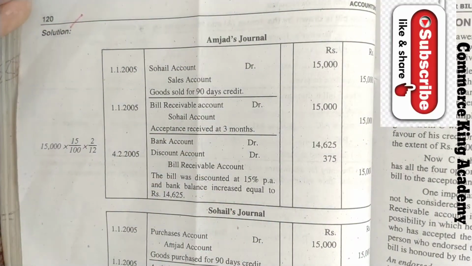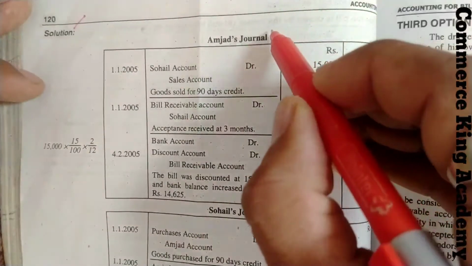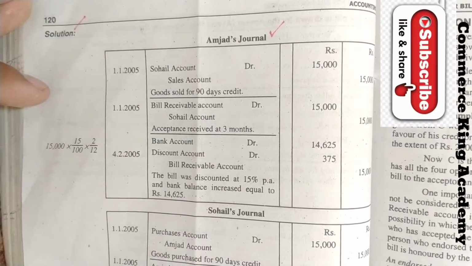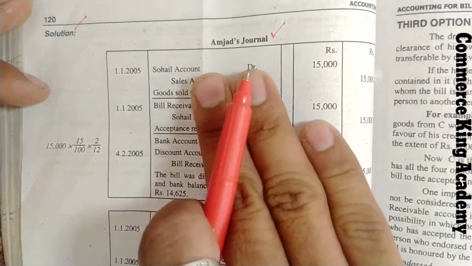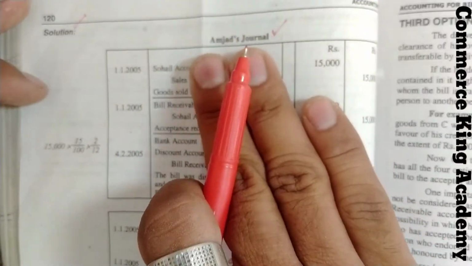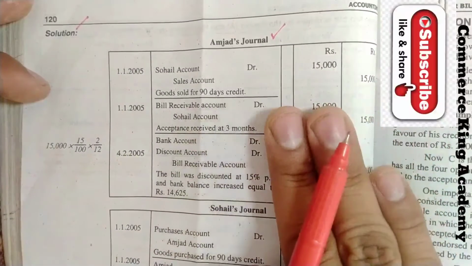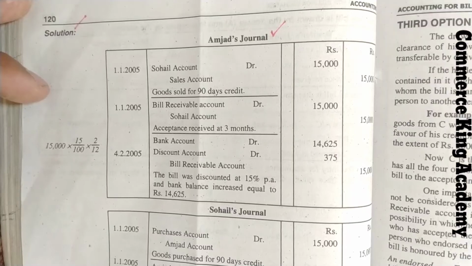Illustration number 2 includes 3 parties. The first party is Amjad's journal. Actually, this is the account of Mr. Amjad. Amjad is the drawer, maker of the bill, as well as supplier or seller of the goods. So entries would be in this account in this way.